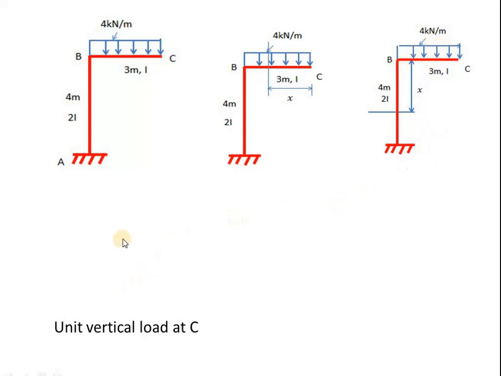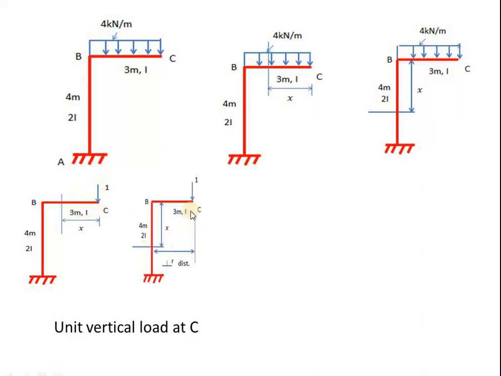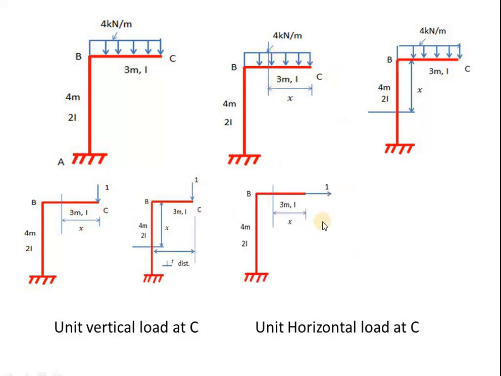Next, you remove the external loading and apply one unit vertical load at C. The bending moment in portion CB will be minus 1 into x. Then the bending moment in BA will be minus 1 into 3. Next, to calculate horizontal deflection, remove the vertical given loading and apply a unit horizontal load at C. The bending moment due to this unit horizontal load in portion CB is 0 because its line of action passes through this member. Next, the bending moment due to this unit load in portion BA is again minus 1 into this much x.